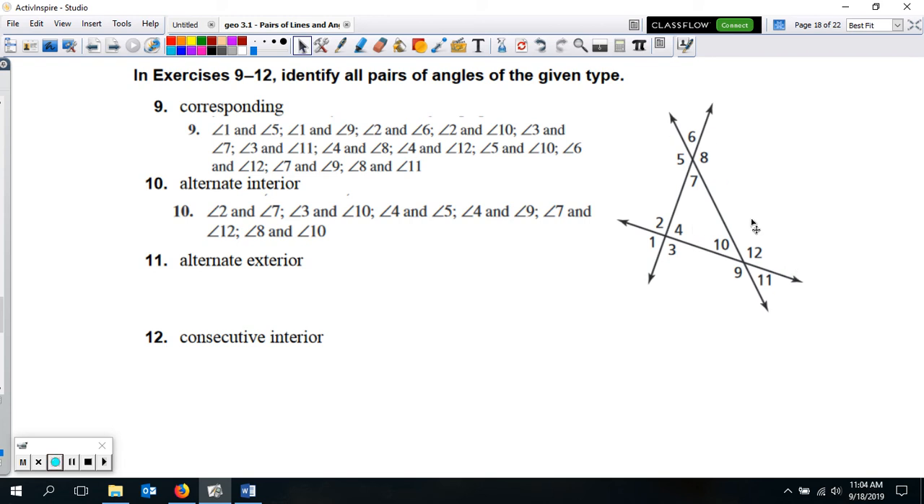And then these two intersections we still haven't done yet. 7 and 12. There's those two. And then 8 and 10. There's those last two. All right, go on to alternate exterior.